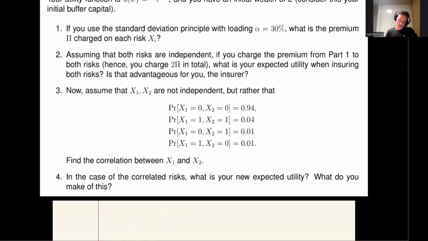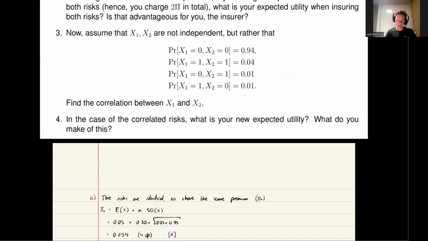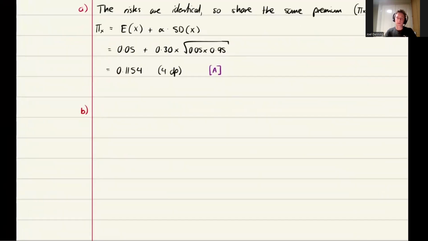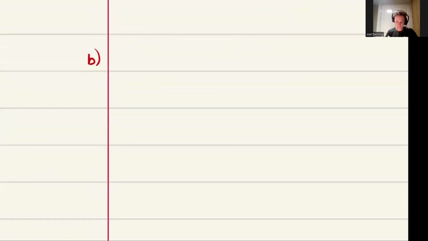Now part B, assuming that both risks are independent, if we charge the premium from part 1 to both risks, so charging 2 times that premium in total, what is our expected utility when we insure both risks? And from that, we need to ask, is that advantageous to us as the insurer? So this is a case of us comparing the utility of not taking the risks to the expected utility we have when we do take on the risk. So we need to calculate both of those.